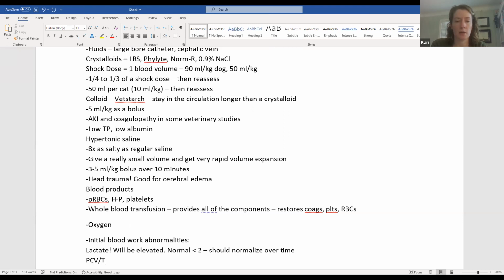Yeah, PCV and total solids. Okay, good. So Tracy and Stephanie are both talking about PCV here. So we talked about this a little bit before. You might see anemia, right?